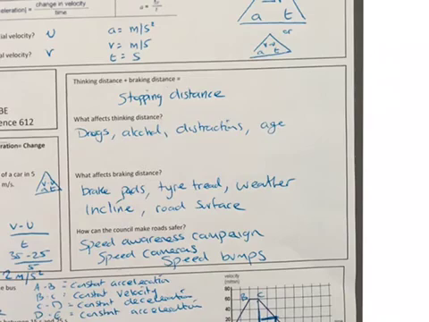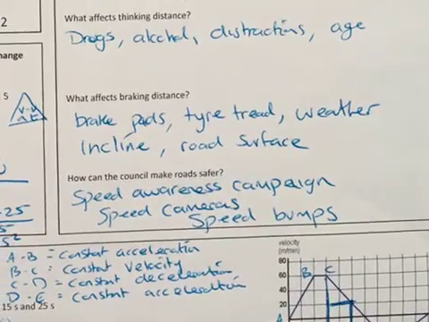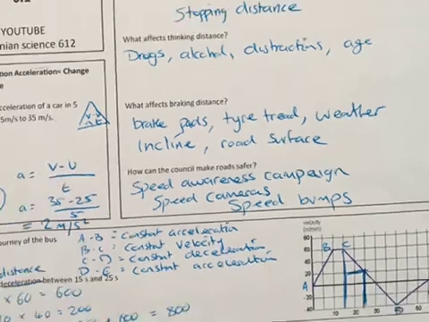Whilst hitting the brake. How can the council make roads safer? It's a common question because they like to apply it to safety campaigns. So you've got your speed awareness campaigns, so adverts on the TV. You've got your speed cameras and you've got your speed bumps. They're the top three all the time. And I think that's it.